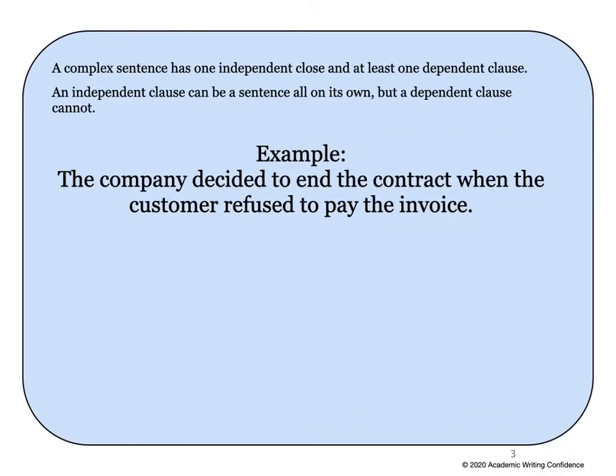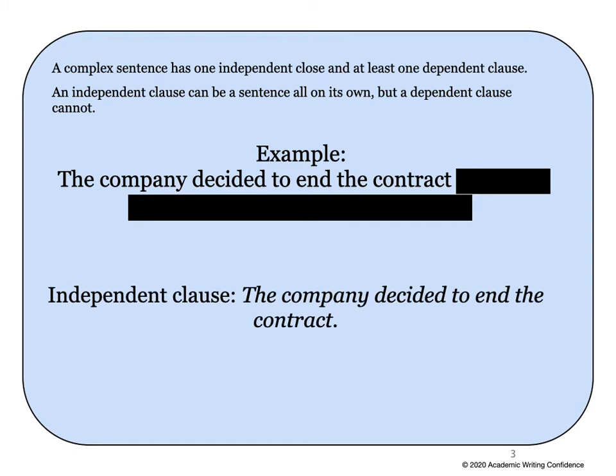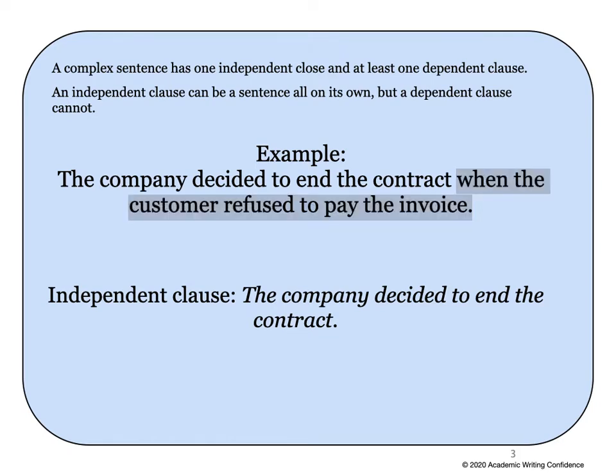Let's look at an example to see what we mean. The company decided to end the contract when the customer refused to pay the invoice. Now, this is a complex sentence because it has one independent clause. The company decided to end the contract. This set of words is a complete sentence or an independent clause.